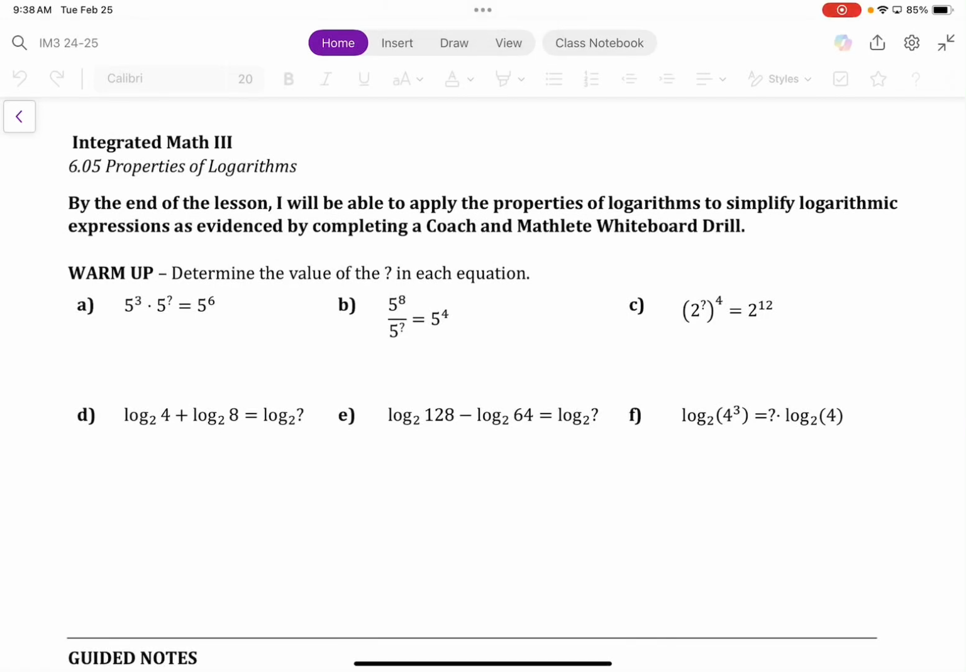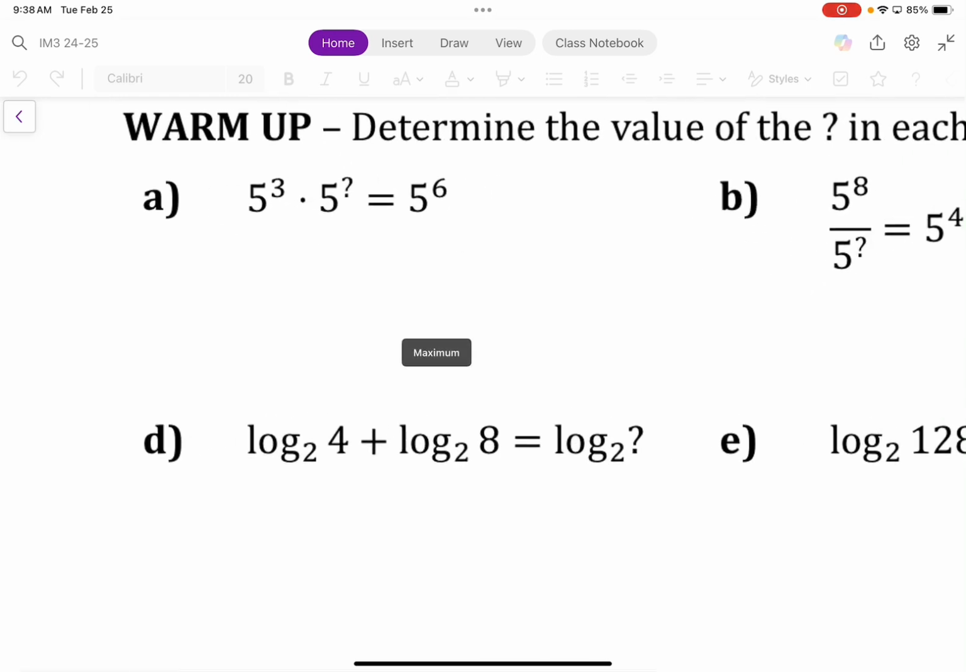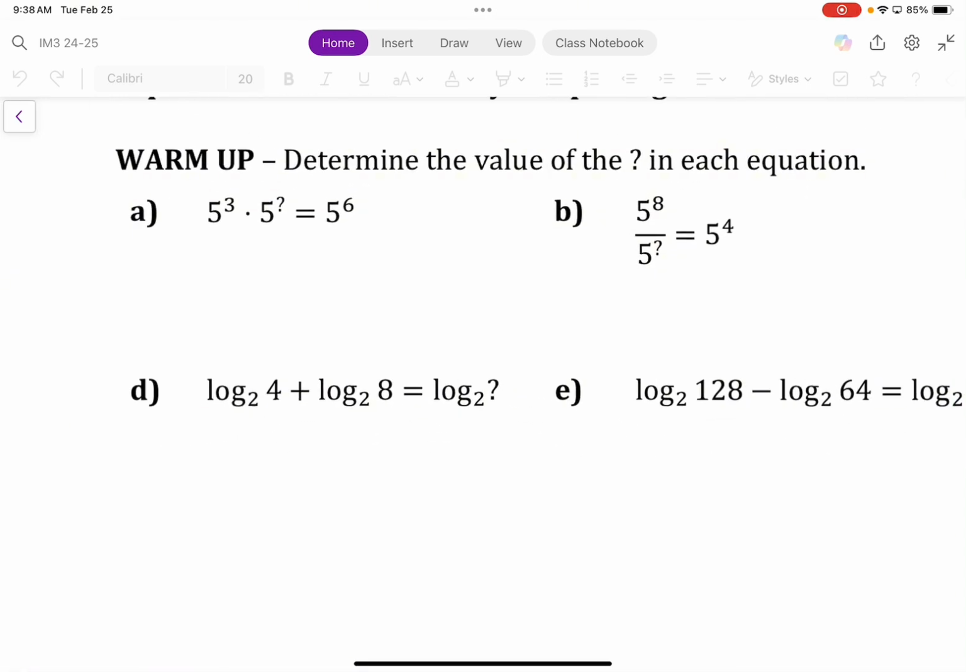Okay, so we're going to be focusing on properties of logarithms today. We are going to be revisiting properties of exponents and using that as a base for properties of logarithms, since those are inverses. Now, if we begin by looking at the warm-up, we should be able to answer these using the properties of exponents. So starting with A, 5 to the third times 5 to the what would give me 5 to the sixth? What do we think would be the missing exponent for this one? 5 to the third times 5 to the what?